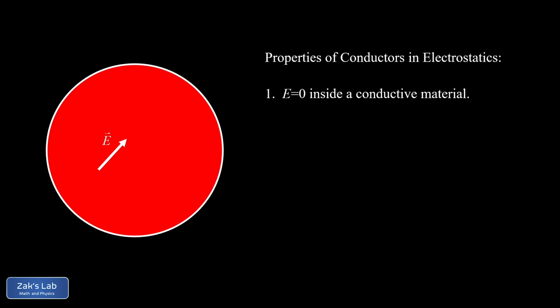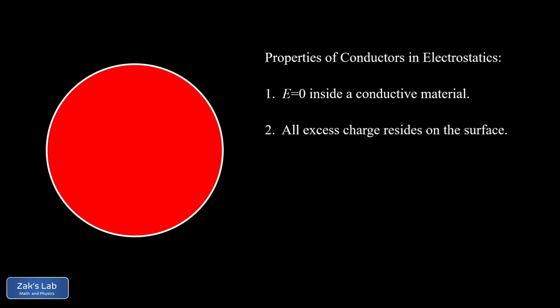And wait a minute, we just said it was electrostatics, and that's a contradiction. So having a non-zero field inside our conductor gives us a contradiction. It's simply incompatible with electrostatics, and we conclude that E equals 0 inside a conductor in the electrostatic context. In other words, when charges are not moving, we have a 0 field inside any conductive material.